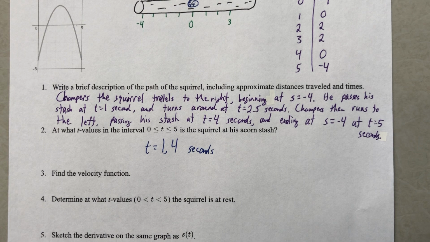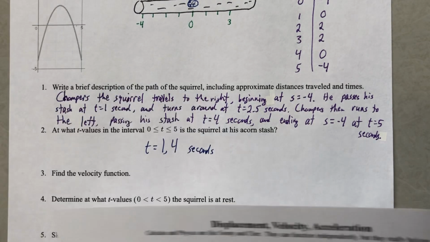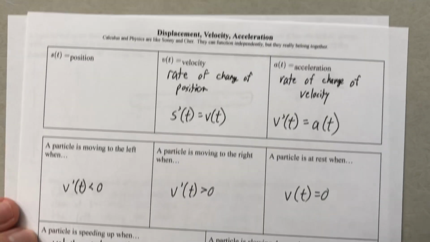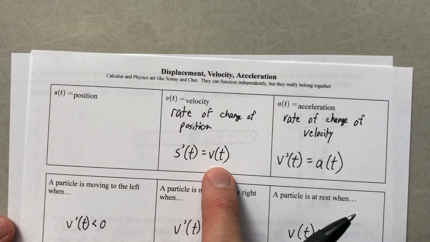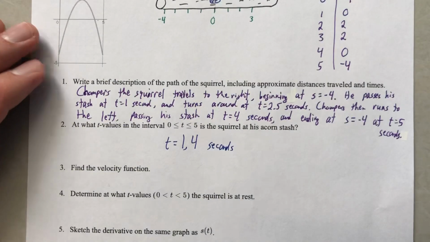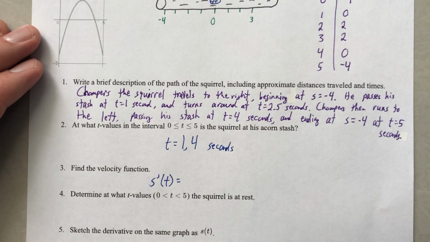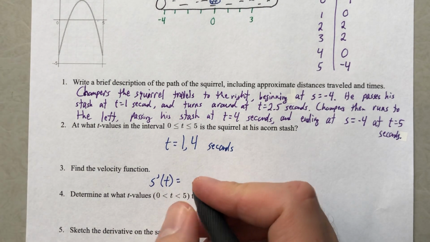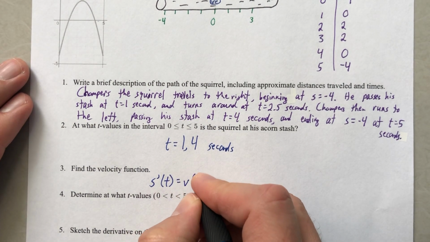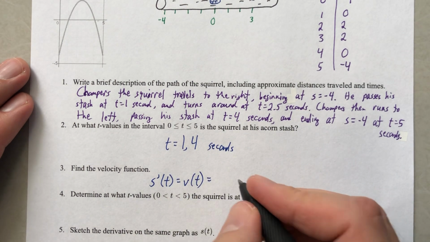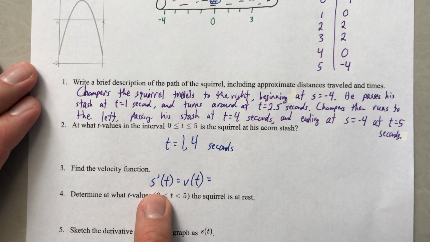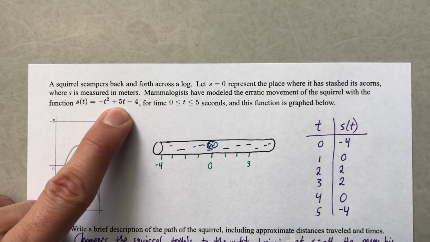Find the velocity function. Okay, the velocity, we saw this in the first part of the lesson. The velocity is the rate of change of the position. So I'm going to say that the velocity is equal to the derivative of s. But I do want to be very clear that I'm taking the derivative of s and not just saying velocity equals whatever. I need the people that grade my paper to know that I'm actually taking the derivative of displacement. And I will get -2t plus 5.